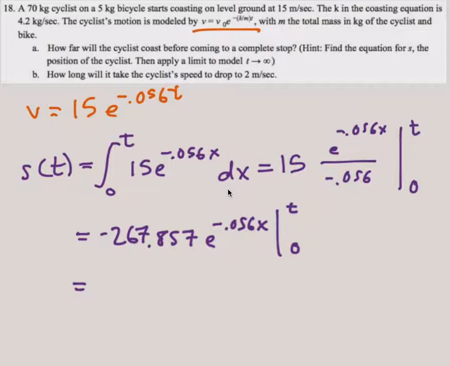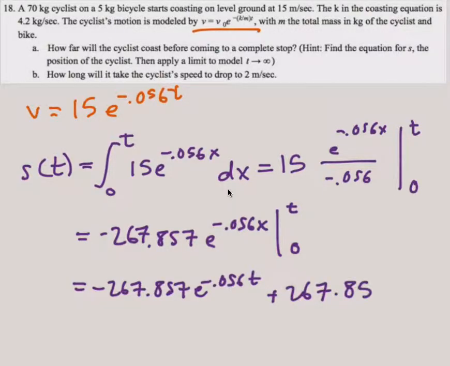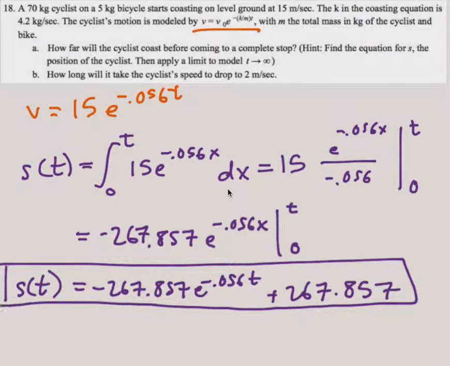If I plug in t, it becomes the same expression but with a t. And I'll subtract this expression evaluated with x being 0. If x is 0, that gives me e to the 0th, which is 1. So I'll just have a negative 267.857. If I'm subtracting a negative, it will turn into addition. So here is my position function. It's not the answer to the question they ask, but it's going to make that easier to find.